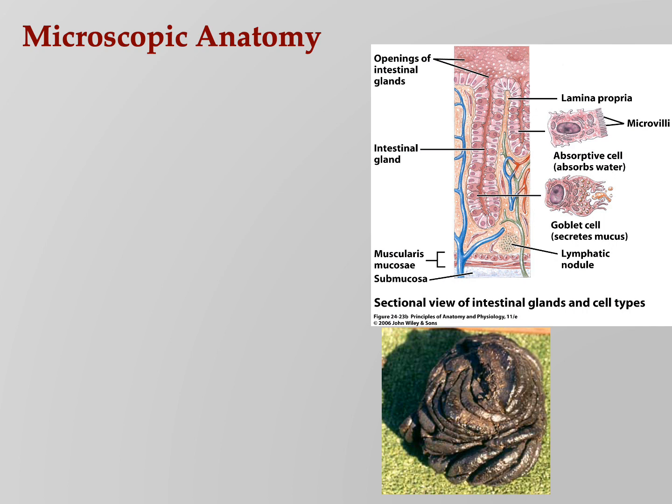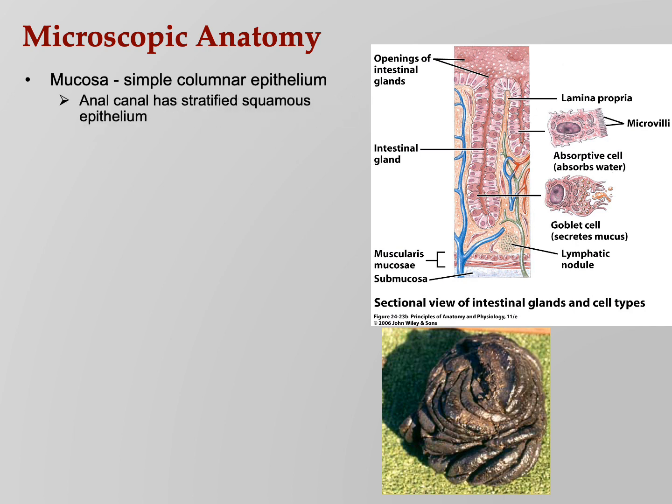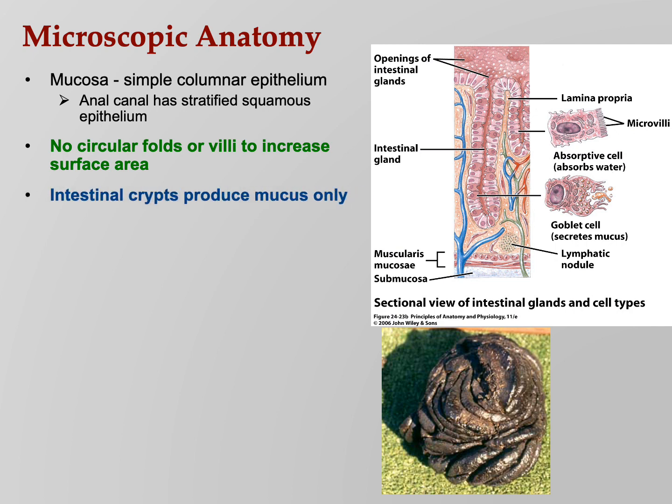Microscopic anatomy of the colon or large intestine. Mucosa, simple columnar epithelium, again making mucus, keep it sliding. Anal canal has stratified squamous. I'll never ask you that. You don't have to worry about that. No circular folds or villi because there's no absorption of nutrients here. That happened in the small intestine, not in the large. Intestinal crypts produce mucus only. We don't need digestive enzymes or hormones or anything here. Just keep it sliding on the way out.